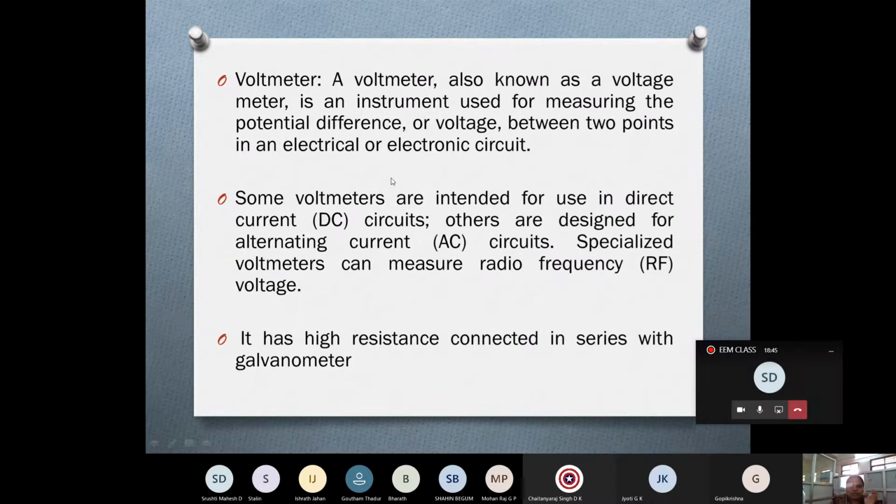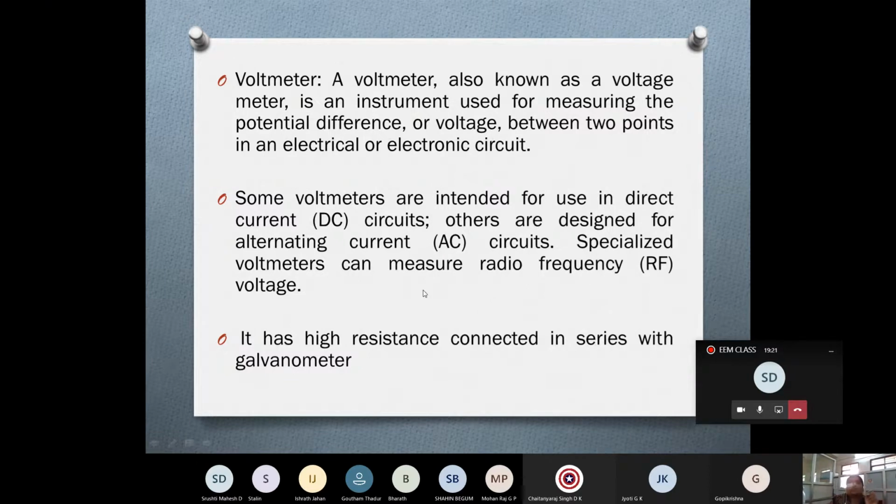In terms of voltmeters, a voltmeter, also known as a voltage meter, is an instrument used for measuring the potential difference or voltage between two points in an electrical or electronic circuit. Some voltmeters are intended for use in direct current DC circuits, others are designed for alternating current, that is AC circuits. It depends on the voltmeter.